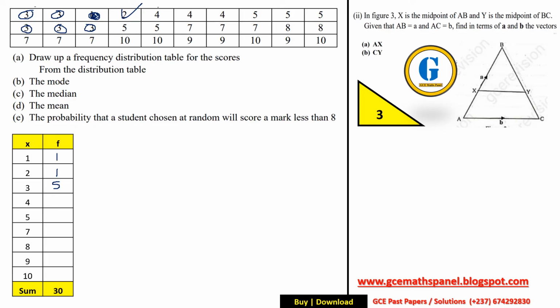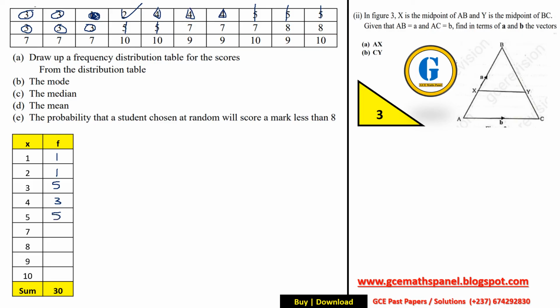For 4s, I can use a triangle. 1, 2, 3. How many 4s are there? Just 3. Then for 5, how many 5s are there? For 5s, let me just put a line. 1, 2, 3, 4, 5. All right, there are 5 of them.